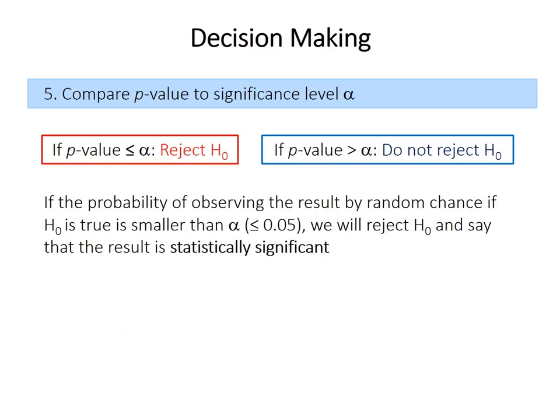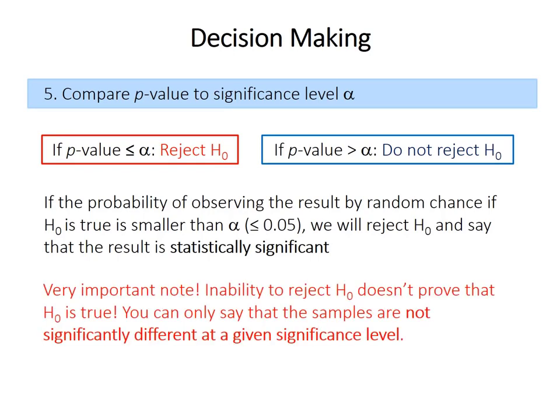So keeping that all in mind, the final step is to compare your results, particularly the p-value, to your chosen significance level alpha, which is 0.05 by tradition. This means that you would reject the null hypothesis if the probability of observing results at least as extreme as your own findings is 0.05 or 5% or less. If you reject the null hypothesis, we will say that the difference between samples, or whatever you're testing for, is statistically significant.